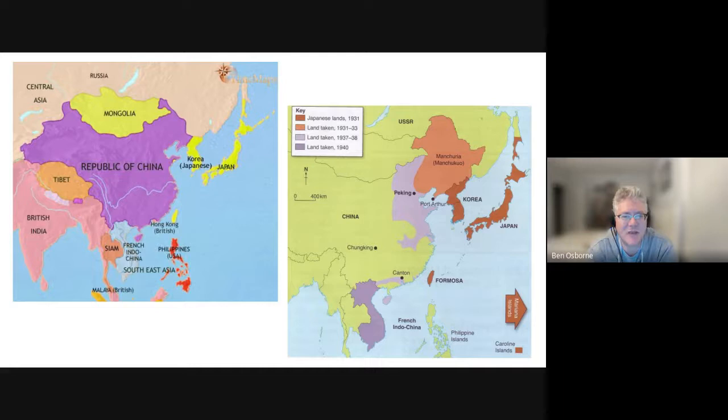So you can see Japanese lands in 1931. You can see that they occupied Korea, for example, there, right in the middle. Then you can see in 31 to 33, they will seize control of Manchuria or Manchukuo. Then they will declare war in 37. So from 37 to 38, they will take control of the northern part there around Beijing, a little bit of the south as well. And they will eventually, during World War II, take even more territory from there.